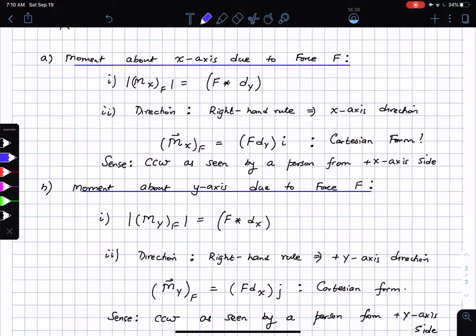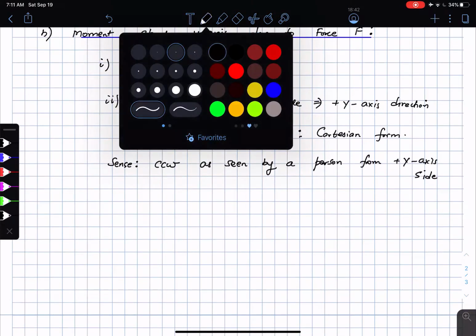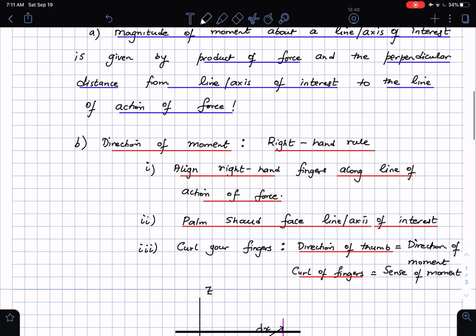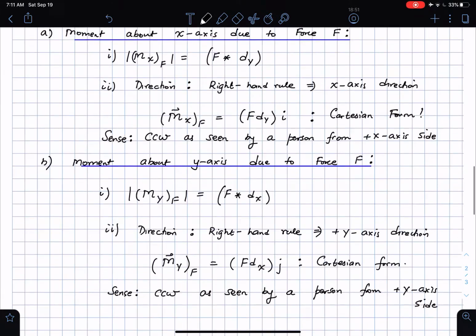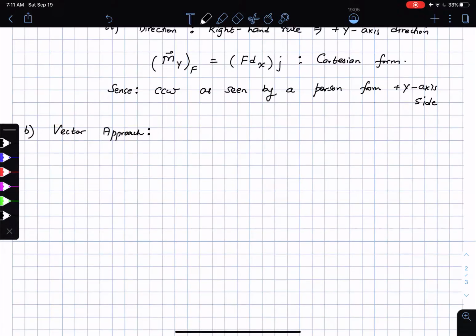Now let me go to the vector approach. Here is my outline for the vector approach. Let me say the scalar approach is 1, or A. Let me call this B. So, vector approach. In the vector approach, I take the following steps.